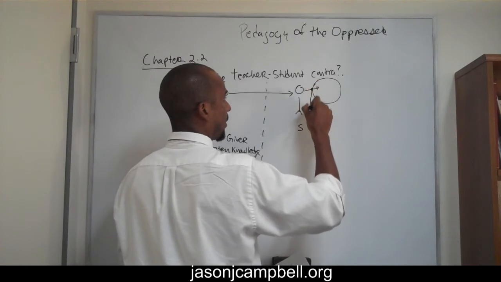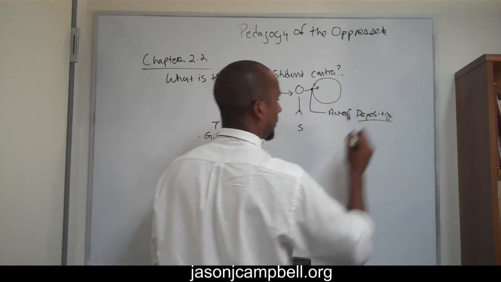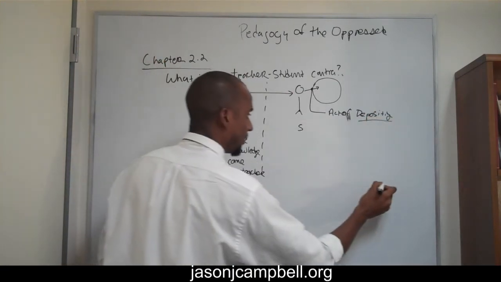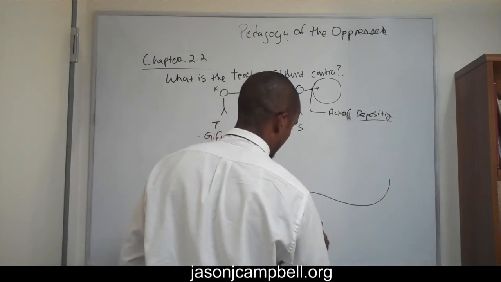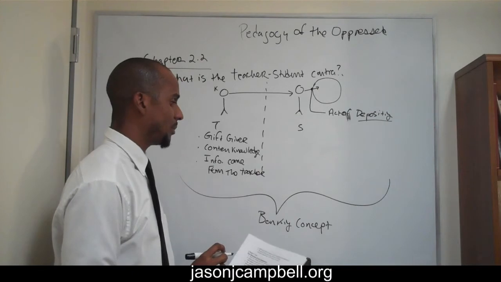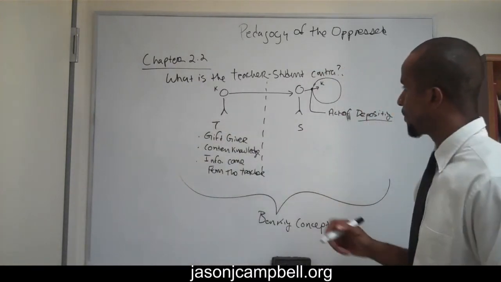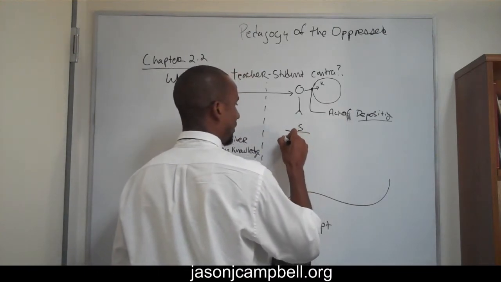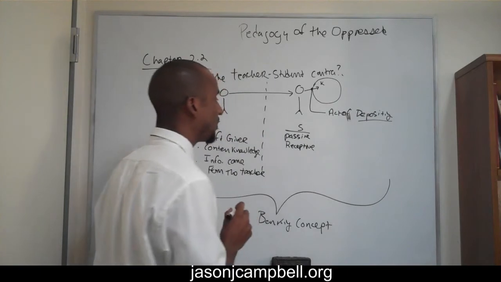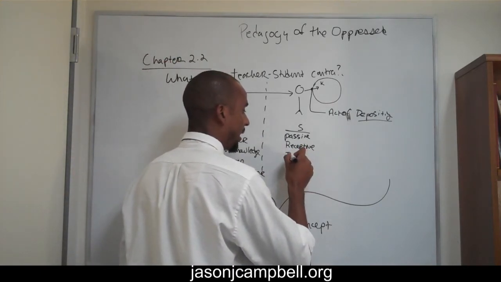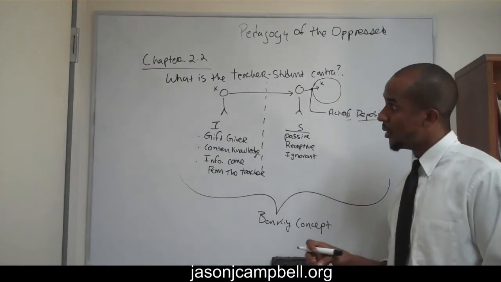So this becomes the act of depositing. This whole system, according to Freire, is the banking concept of education, and the content knowledge is deposited into the mind of the student. The student is passive, the student should be receptive, and the student is inherently ignorant. Okay, so this is the banking concept of education.